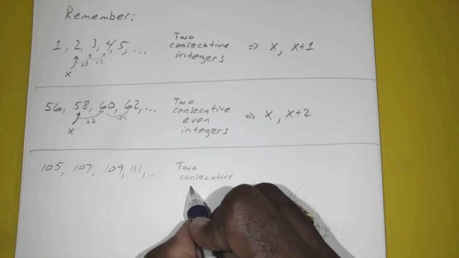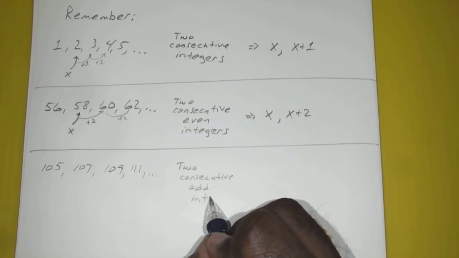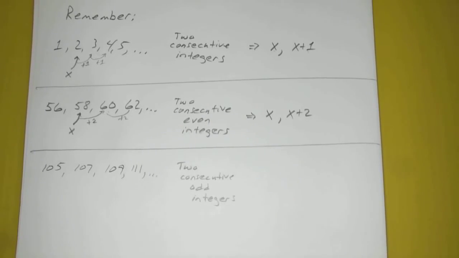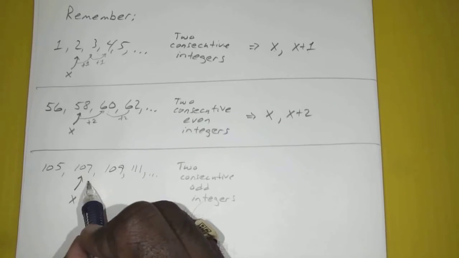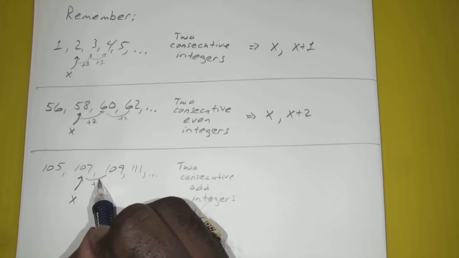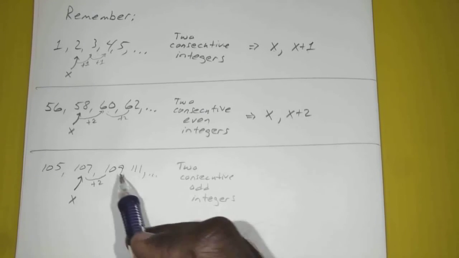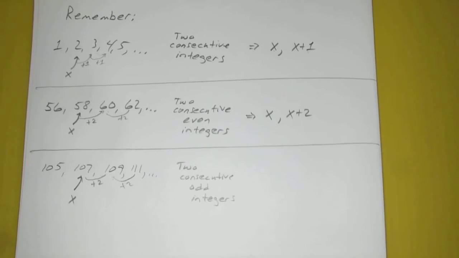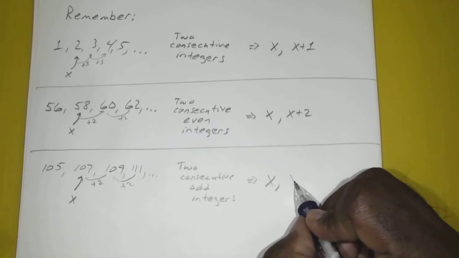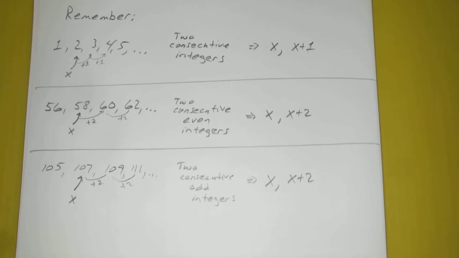Two consecutive odd integers. Again, if you start at 107, and that's your x, to move to the next odd integer, you'd have to add 2. Same thing here, to go from 109 to 111, you'd have to add 2. So when they ask for 2 consecutive odd integers, it's still going to be x and x plus 2. The only ones that aren't x and x plus 2 are just consecutive integers. When they ask for even or odd, those are going to be them.